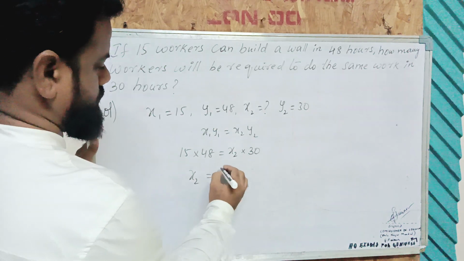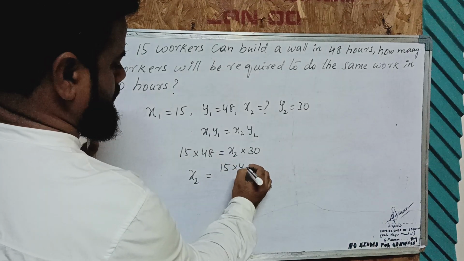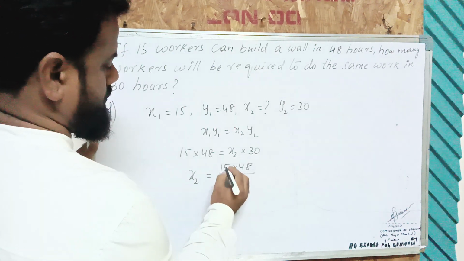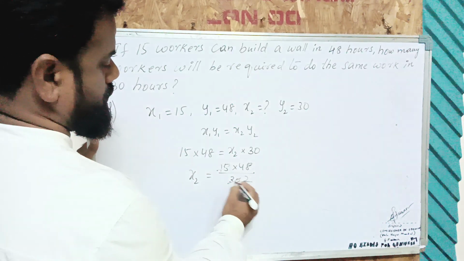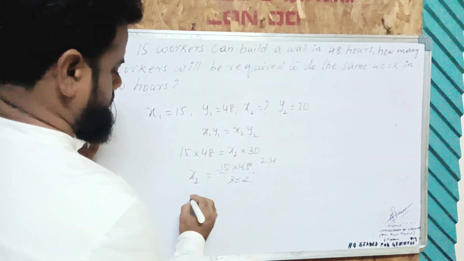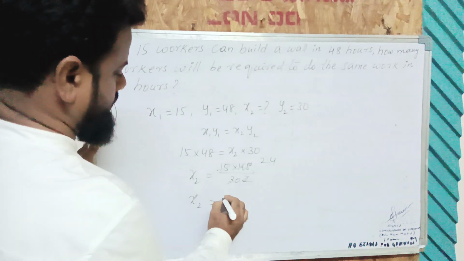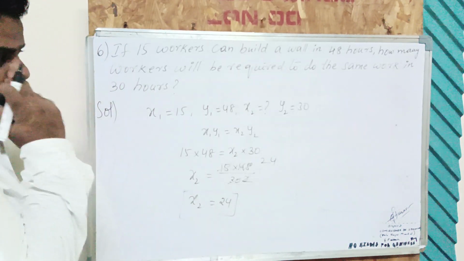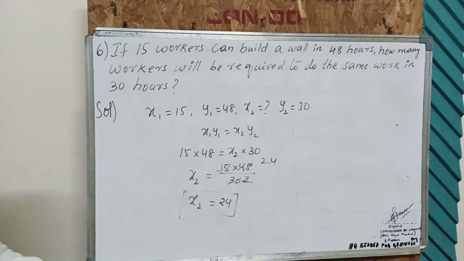So x2 is equal to 15 into 48 divided by 30. So 15 ones are 15, twos are 2, 2 ones are 2, 2 twos are 2, 2 fours are 8. So x2 we are getting as 24. So 24 workers are required to build the same wall in 30 hours. Please make a note of this.